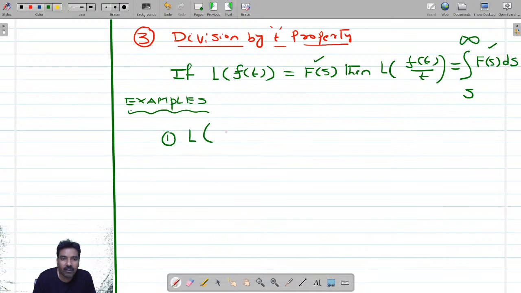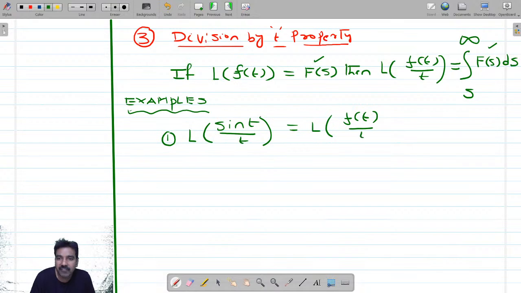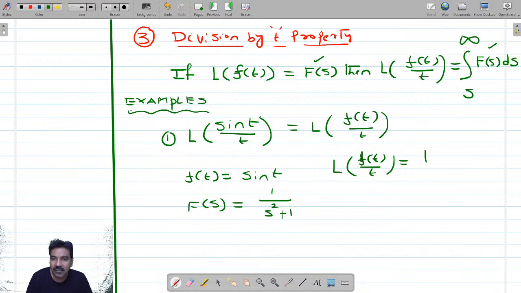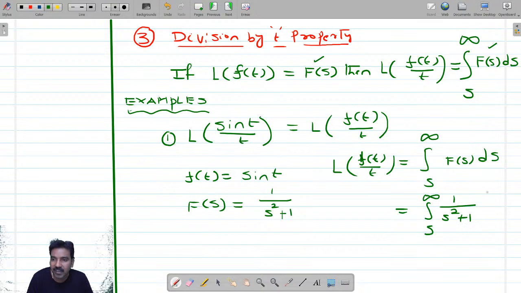Suppose I want the Laplace of sin t by t. So this is in the form Laplace of f of t divided by t. So what is my f of t in this case? Sin t. So let us find the Laplace transform of small f of t, that is capital F of s. Its Laplace transform is 1 by s square plus 1. But I want this. So Laplace of f of t by t is nothing but integral s to infinity capital F of s ds. Therefore this is integral s to infinity 1 divided by s square plus 1 ds.